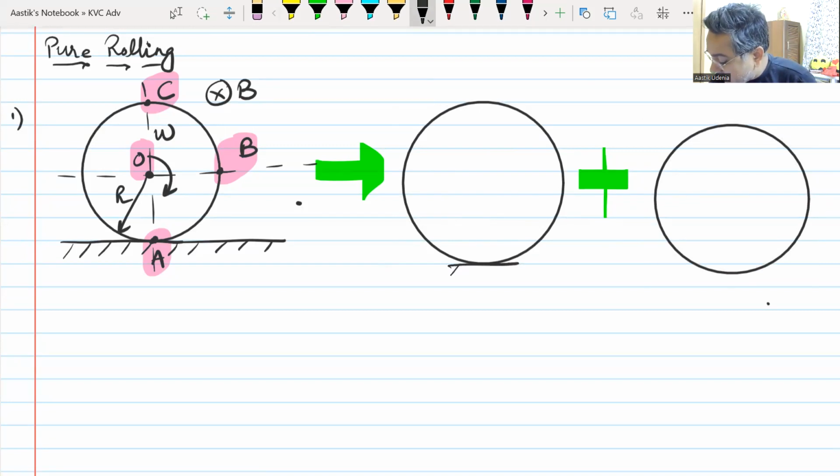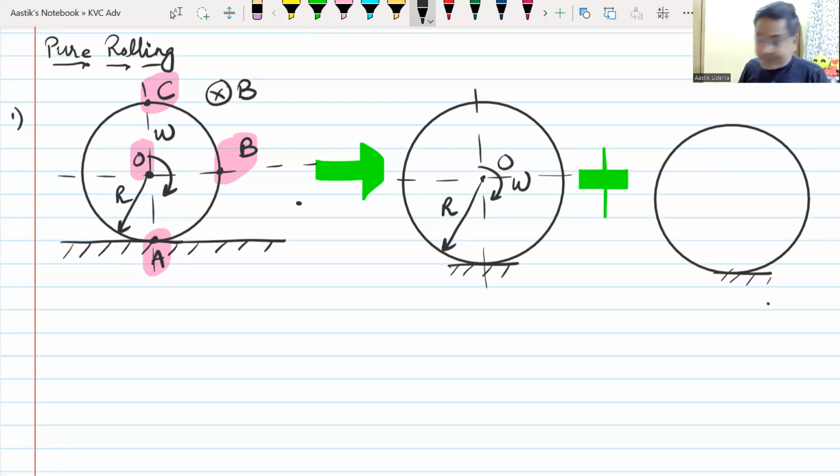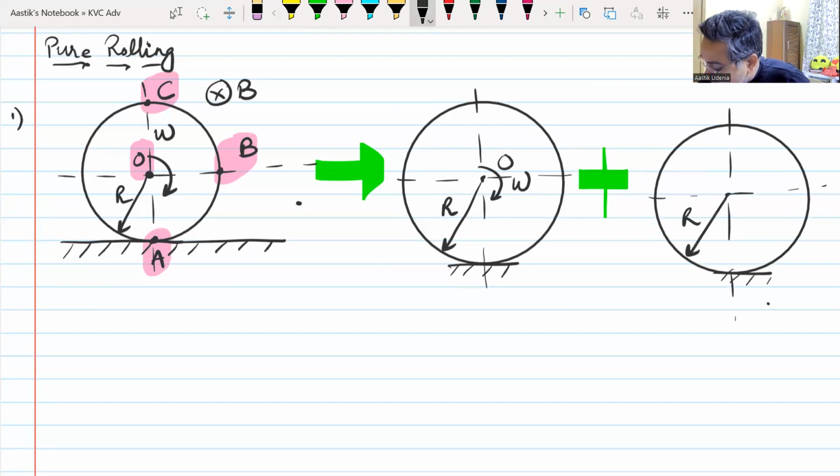So I can break it up into 2 like this. Center O, radius R. It is rotating with an angular velocity omega, and this is in pure translation with a velocity omega into R. Do we understand this?